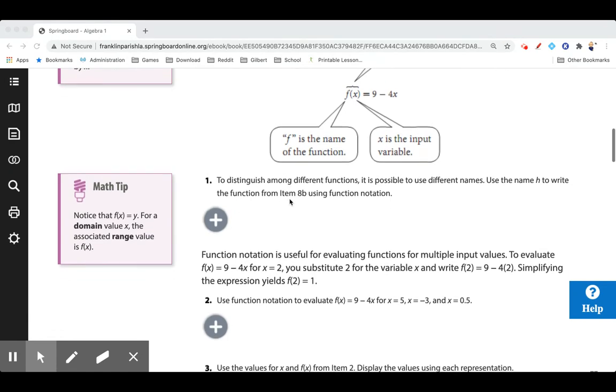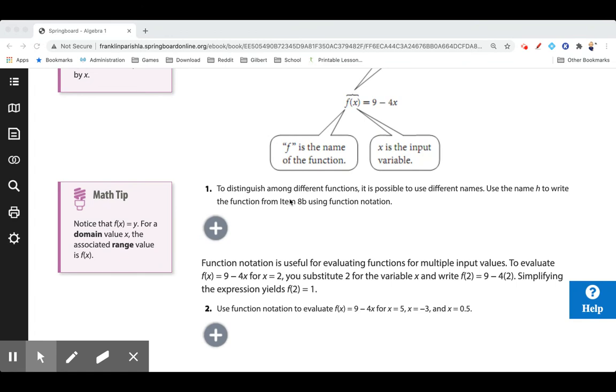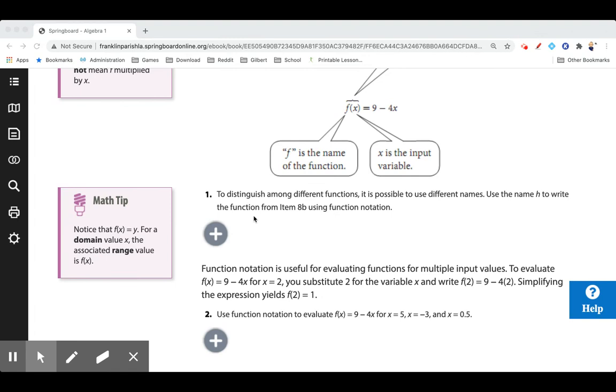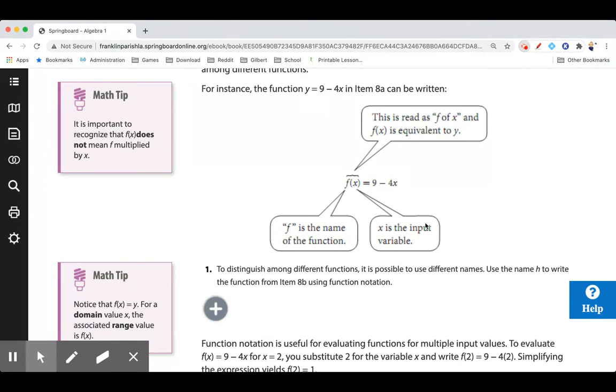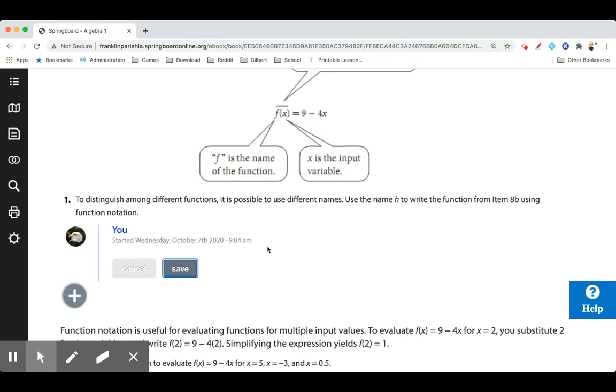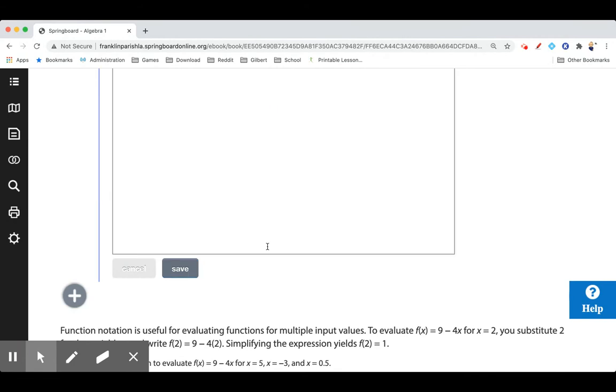To distinguish among different functions, it's possible to write using different names. Use the name h to write the function from item 8b using function notation. So what this means is instead of writing f of x, we're going to write h of x. Think of the f as like a placeholder. You can write it as f of x, h of x, g of x. When we have multiple different functions, we want to be able to tell them apart. And so we don't want to all name them f of x equals, we don't want this.